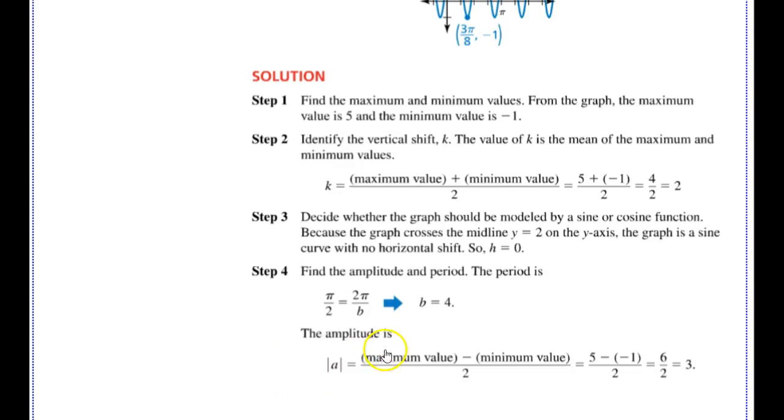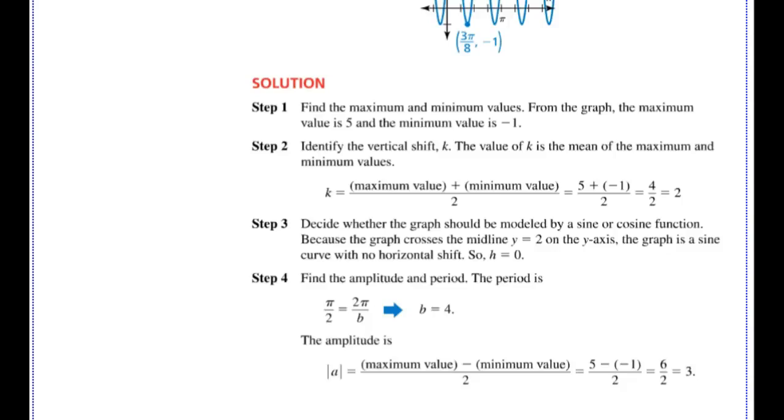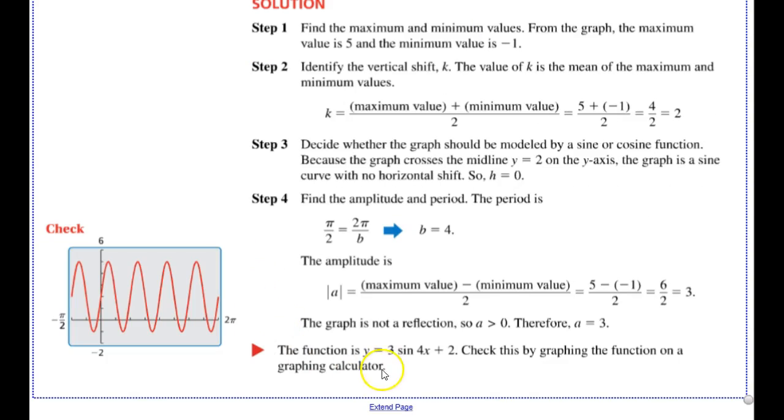So now let's look at the amplitude. For the amplitude, I take my maximum minus my minimum divided by 2. So my amplitude is 3. And I can see that on the graph as well. If I know my midline is 2, which I found was my vertical shift, I can see 1, 2, 3 is my amplitude for this one. So now I have all of the pieces, so I can write my graph.